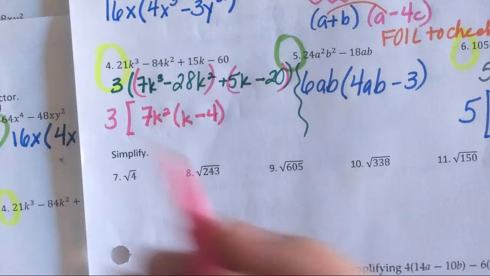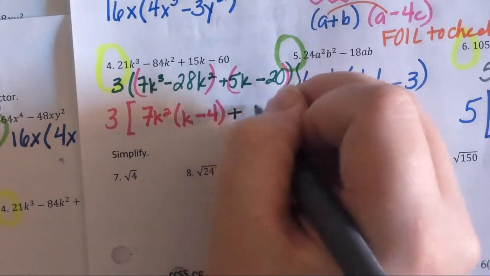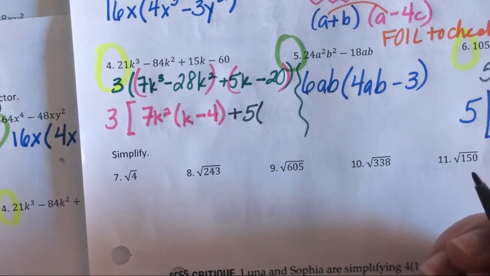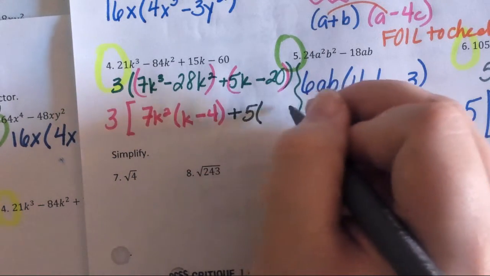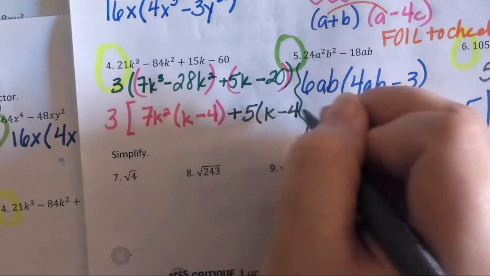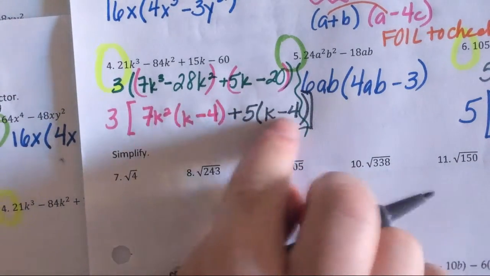So that's what I got from that first term. And then from that second term, what would you be left with if you factored out a 5? What would you be left with? 4. You'd be left with, again, k minus 4. And I'm happy because both of them say k minus 4.